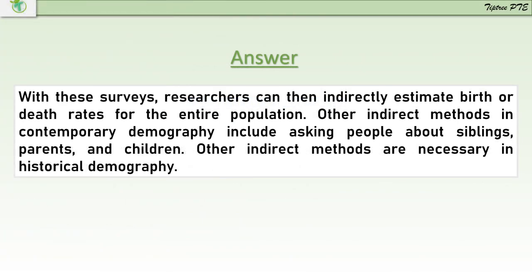With these surveys, researchers can then indirectly estimate birth or death rates for the entire population. Other indirect methods in contemporary demography include asking people about siblings, parents, and children. Other indirect methods are necessary in historical demography.